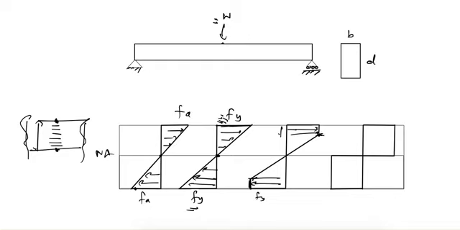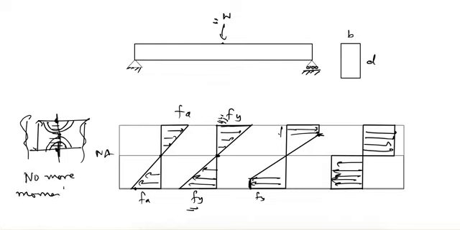Now if we further increase the load, these materials are reaching their full capacity, that is, they are reaching the yield stress. And if we further increase the load, we will reach this point, where every fiber on this section, all the fibers, will have yielded. So all the fibers on this section reach the yield stress. Now if we try to increase the load further, this section has no more moment carrying capacity.